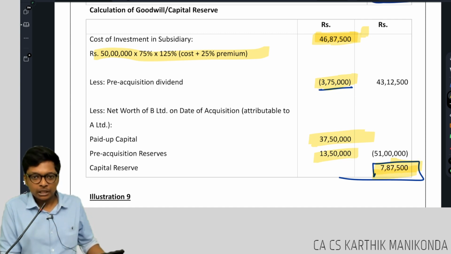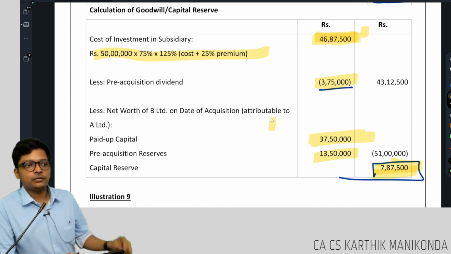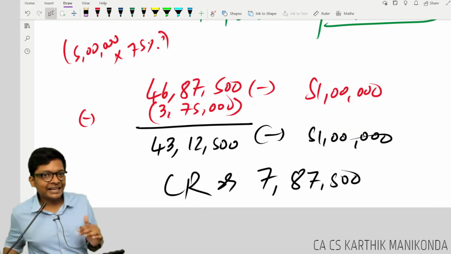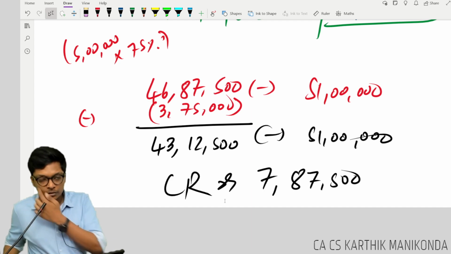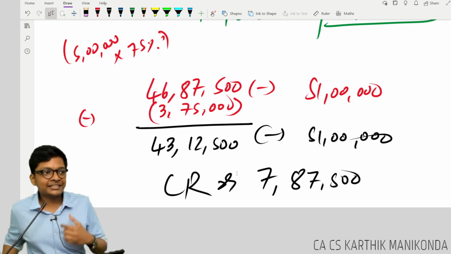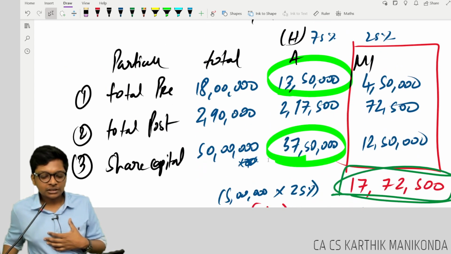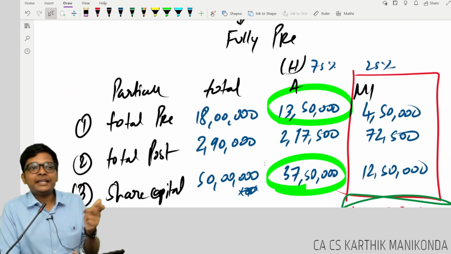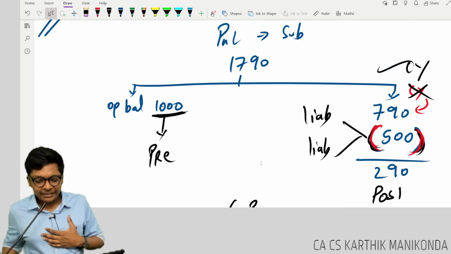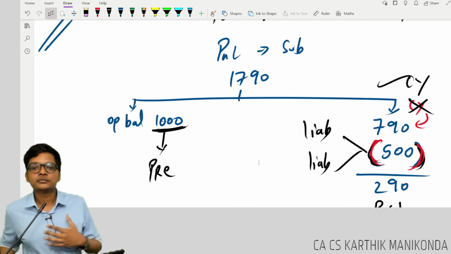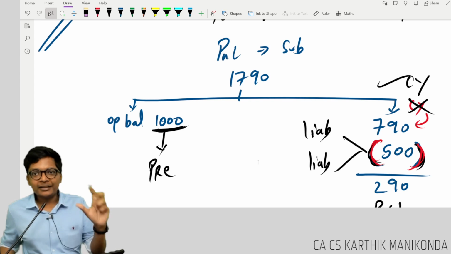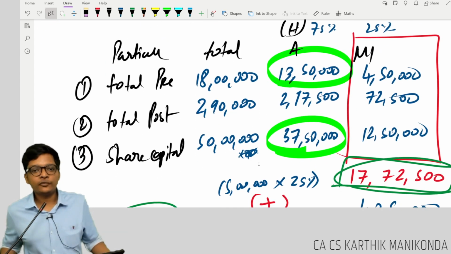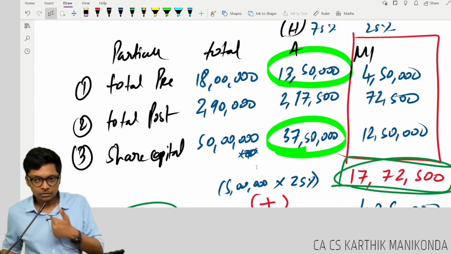Are you understanding, guys? Now I want to know why this alone is tallying, not minority. Why only this is tallying with the book? Why dividend is not adjusting here? Because for purpose of goodwill and capital reserve, we are considering only pre, and the adjustment that we did happened in post. Are you following? That's why minority went for a change. This happened fully in pre. Are you following, guys? Understanding?